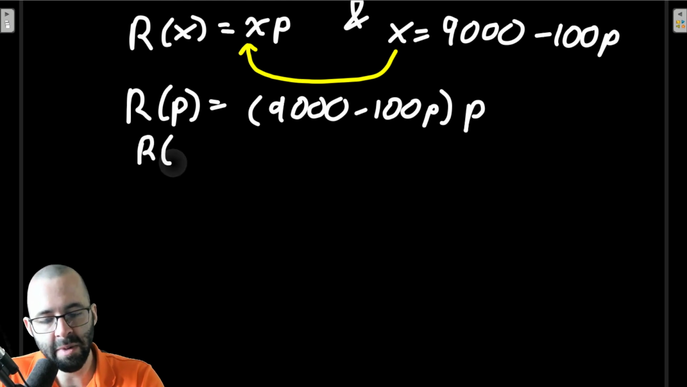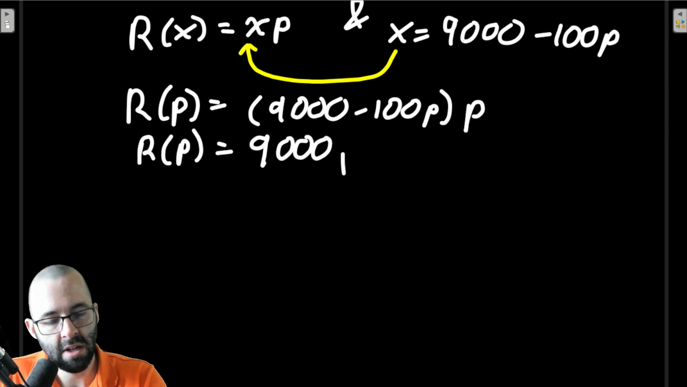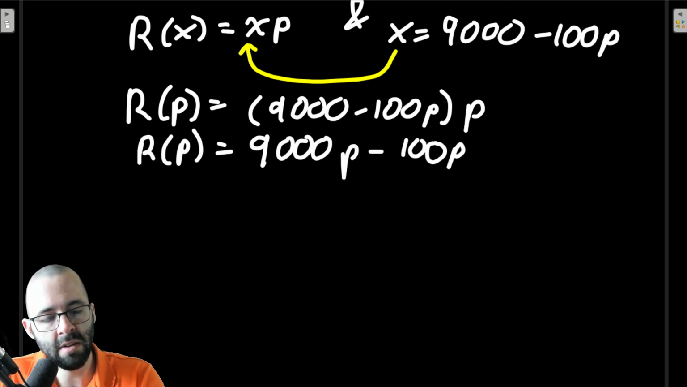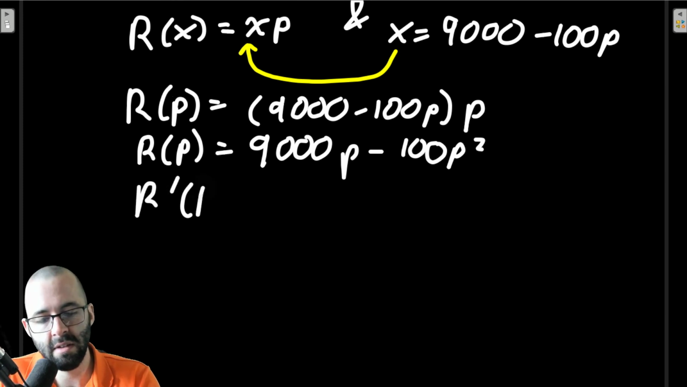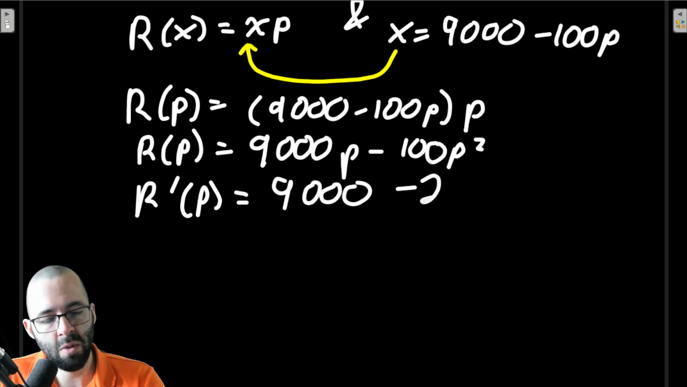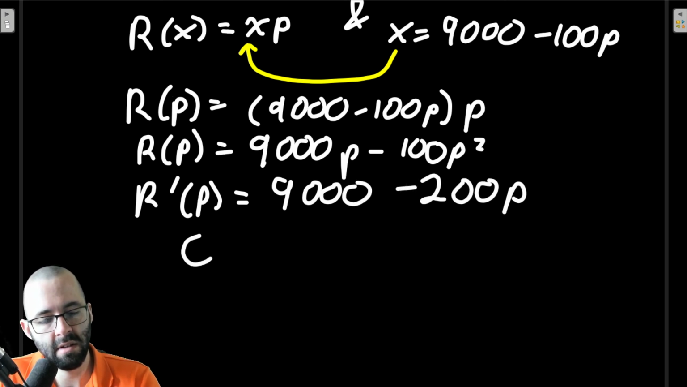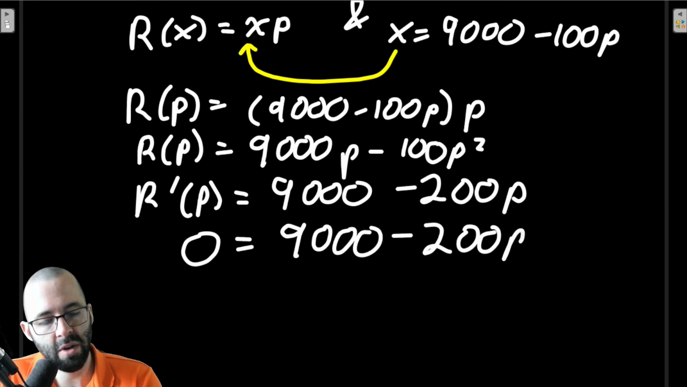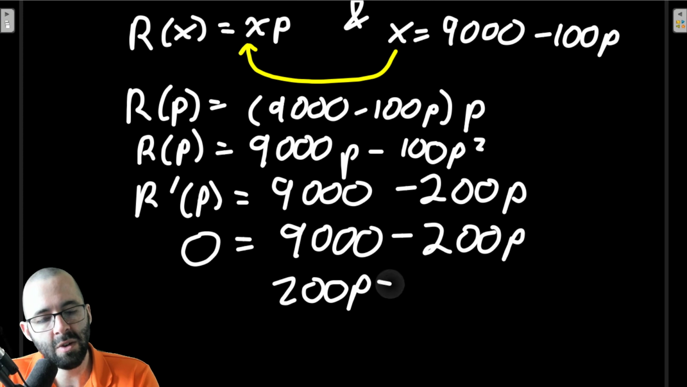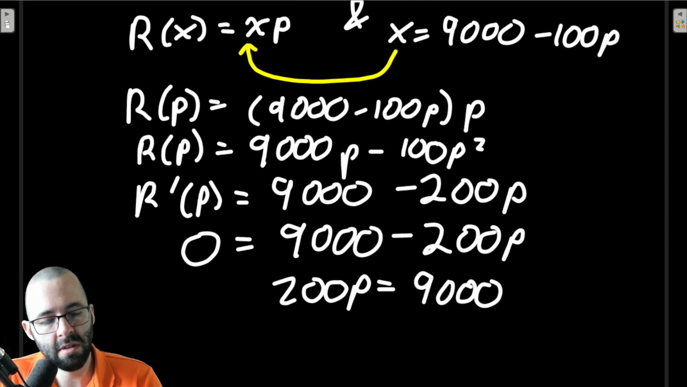So we'll simplify this out a little bit. We'll get 9,000p minus 100p squared. We'll take the derivative, set it equal to 0, find the maximum, and we're going to get an answer. So add 200p to both sides. We'll get that 200p is equal to 9,000. Divide both sides by 200, and you're going to get 45, I believe.